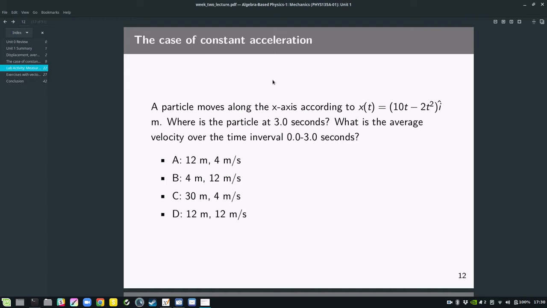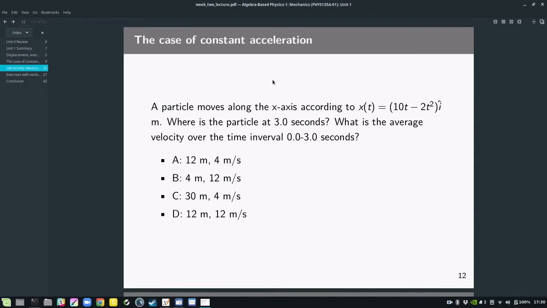There is acceleration, because when position is a quadratic function of time, that means the slope is changing, so by definition there is acceleration. So we're asked, where is the particle at 3 seconds, and then what is the average velocity over the time interval 0 to 3 seconds?